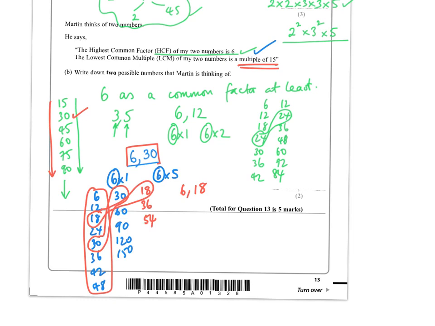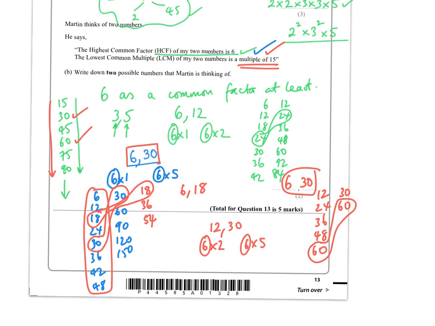And now I can see that you could have 12 and 30 as well, because does it obey rule 1? Well, you've got 6 times 2 here and 6 times 5, so 6 is the highest common factor. And if you did the 12 times table, and then the 30 times table, can you see that 60 is the lowest common multiple? And that is in the 15 times table. So there's two pairs. I think the ones I would go for is 6 and 30, but you could probably have 12 and 30 and a whole lot more as well. But there's two for you.